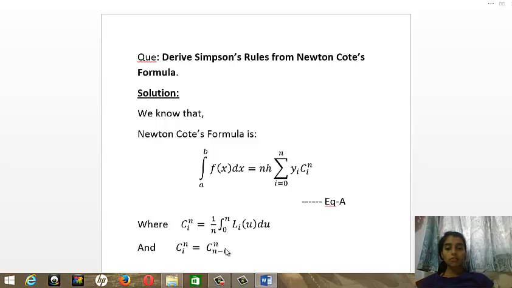So Newton-Cotes formula is integration of f(x) dx from a to b equals nh summation i equals 0 to n y_i C_i^n. Let us assume this equation to be equation A. In this equation, C_i^n equals 1 by n integration 0 to n L_i(u) du, and C_i^n equals C_(n-i)^n.